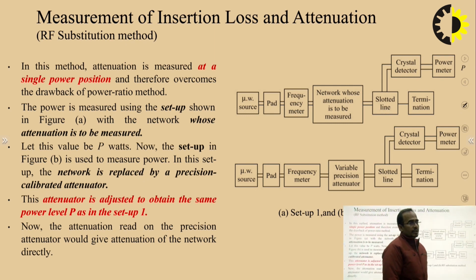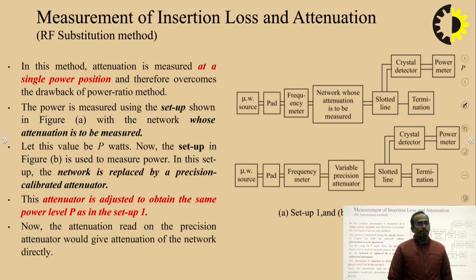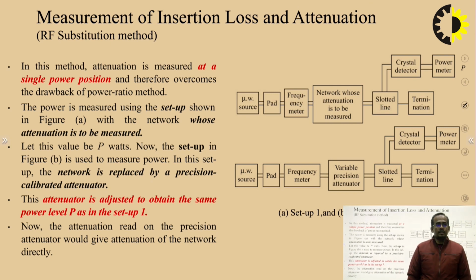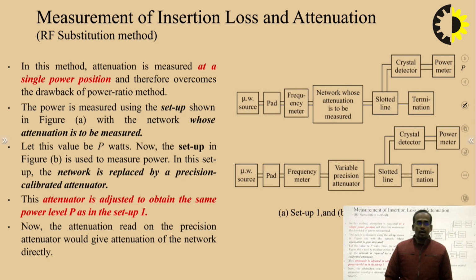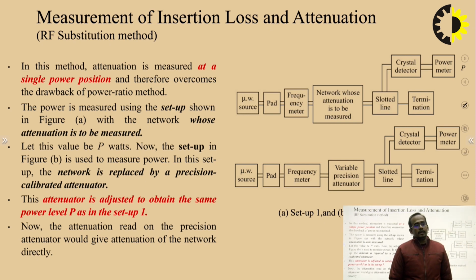In this method, attenuation is measured at a single power position and therefore overcomes the drawback of the power ratio method. The power is measured using setup 1 shown in this figure, with the network whose attenuation is to be measured. Let the value be P watts. Now the setup in figure B is used to measure the power. In this setup, the network is replaced by the precision calibrated attenuator, which is adjusted to obtain the same power level P as in setup 1. The attenuation read on the precision attenuator gives the attenuation of the network directly.